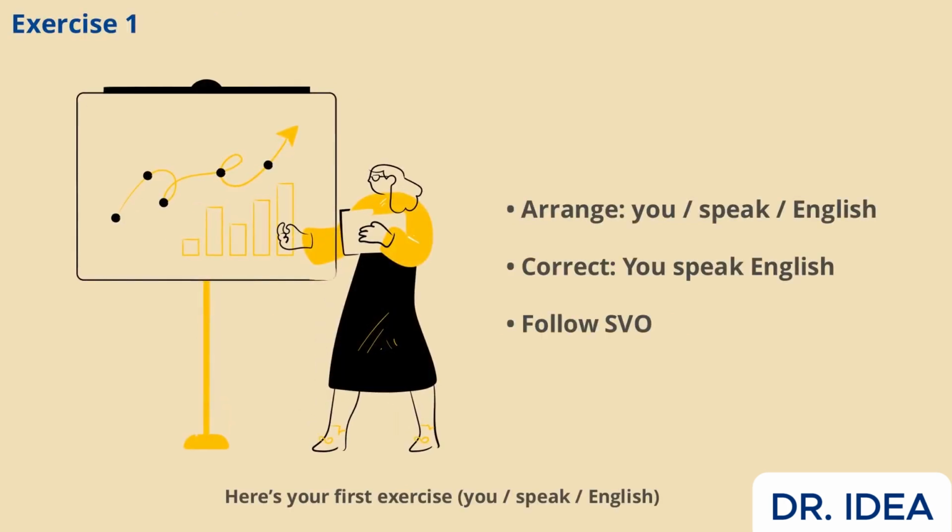Here's your first exercise. You speak English. Arrange these words into a correct English sentence using the SVO structure. Take a moment to think about it. The answer is, you speak English. Notice how the subject comes first, then the verb, then the object.